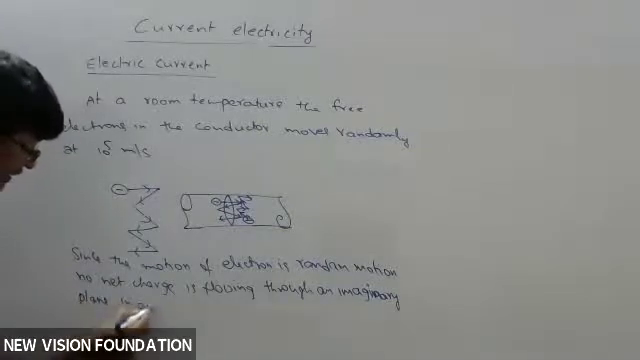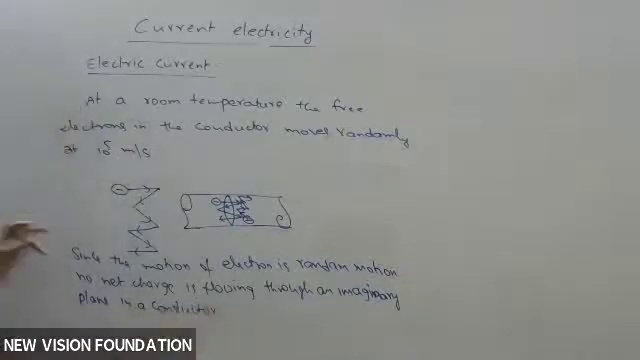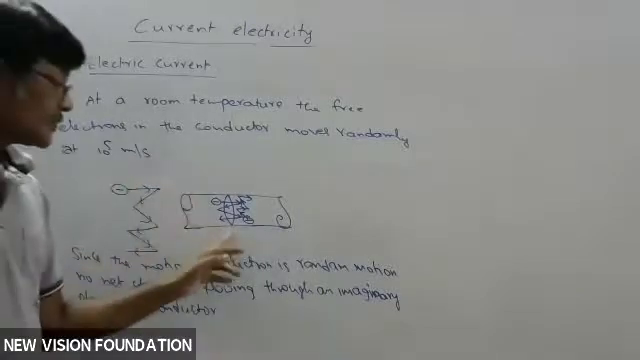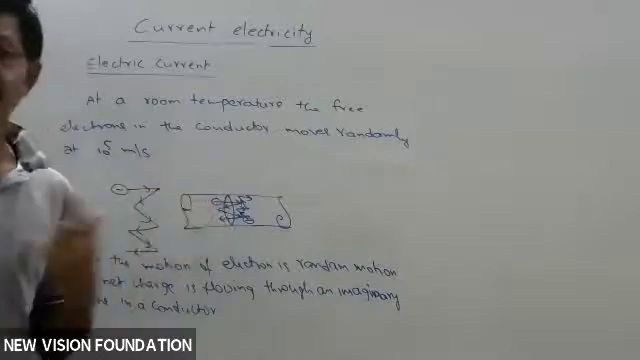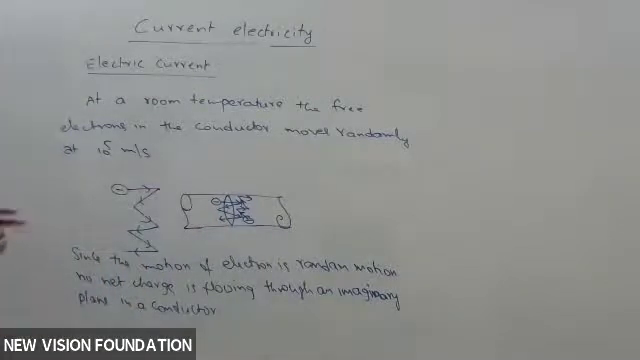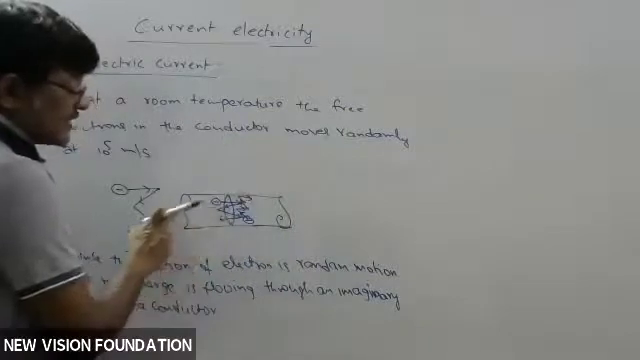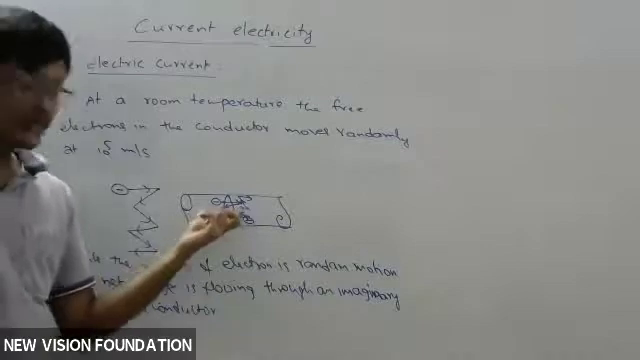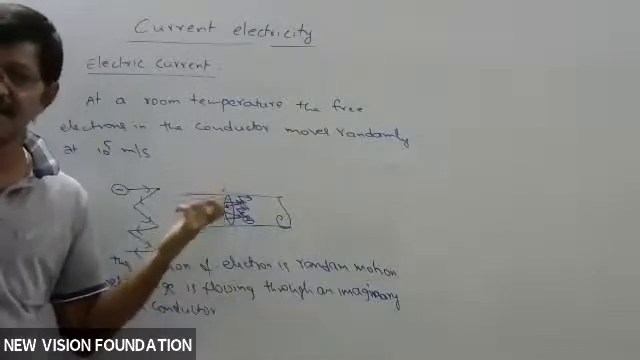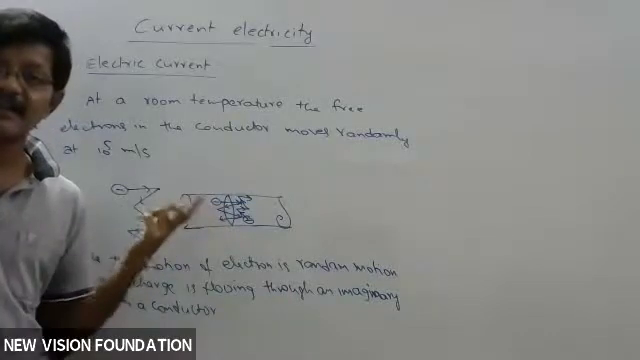In a conductor, there is no net charge flowing through this cross section at room temperature. Here please observe that these are the ends of the conductor. These ends are not connected to the cell. This is just at room temperature. This conductor is at room temperature and it is not connected to the terminals of the battery.